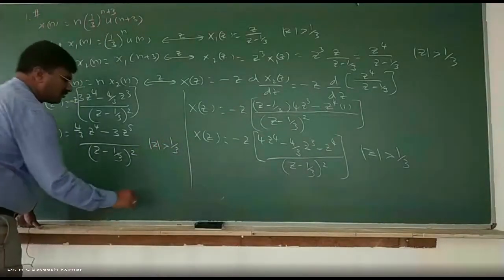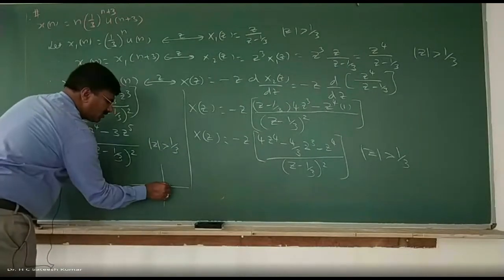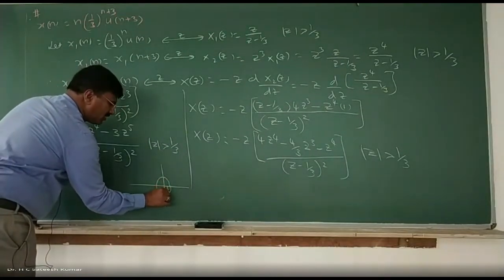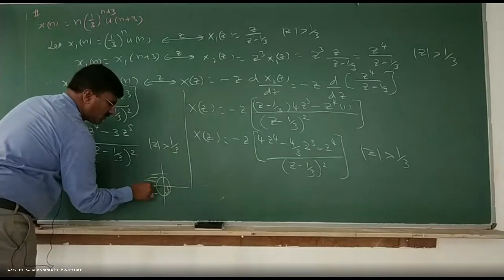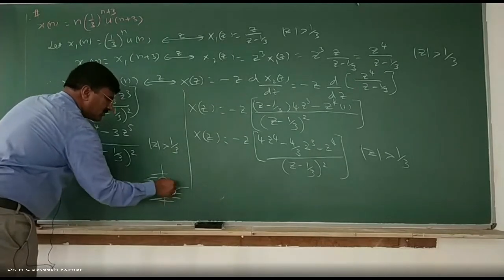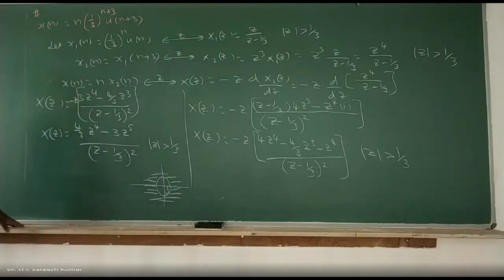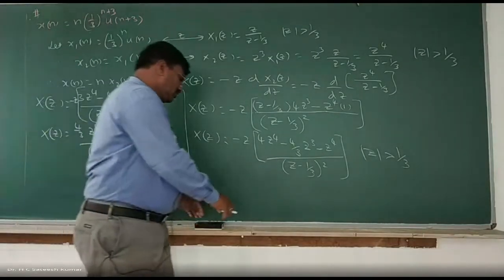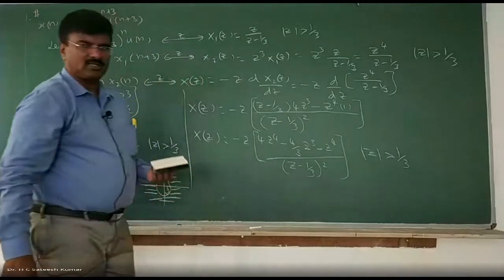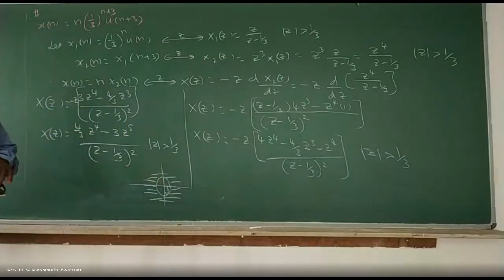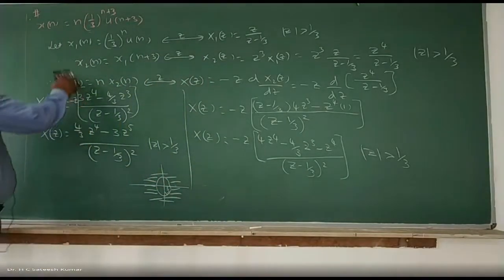Mod z greater than 1 by 3. That can be written as 1 by 3, one circle with 1 by 3 radius. Outside is the ROC, greater than, no? So that's how we should do it. It's a very simple one. This kind of problem will be for 4 to 5 marks. If the number of steps is more, automatically the marks fetched will be more. So that's an easy question we have.